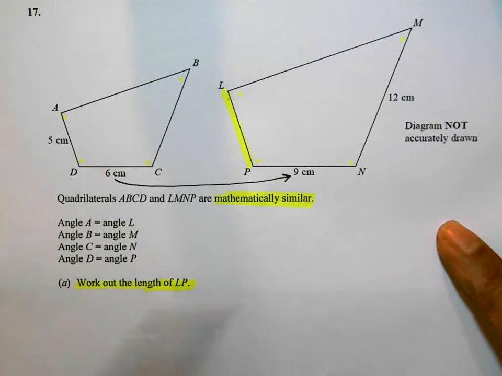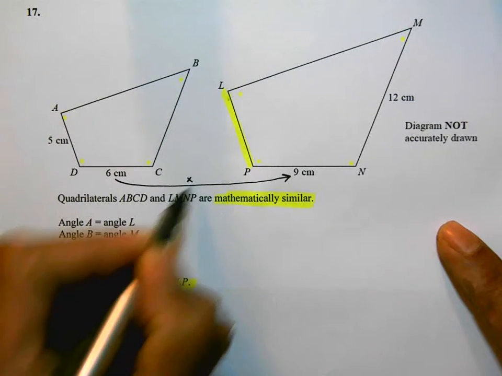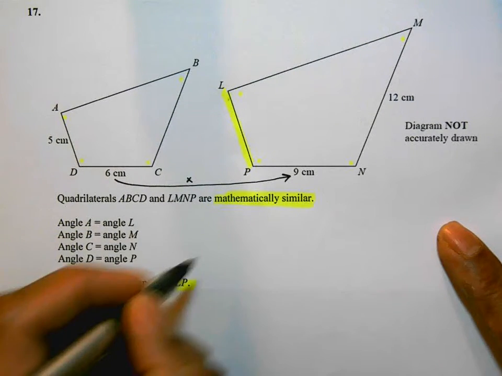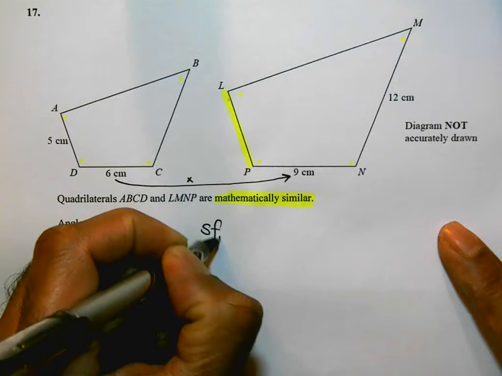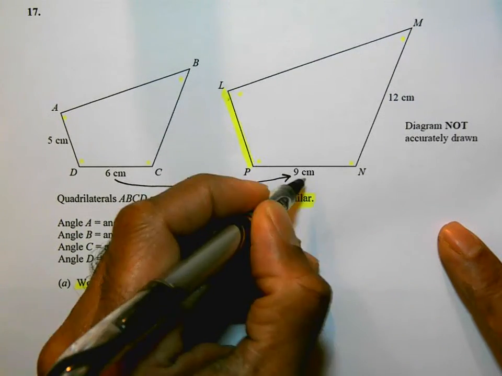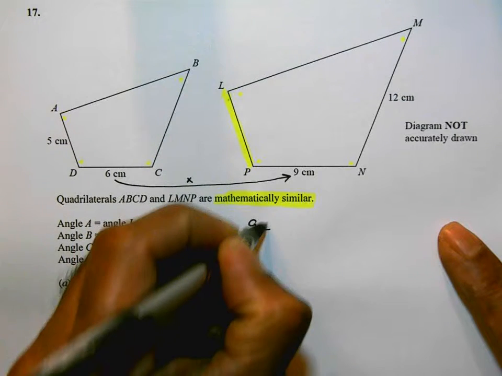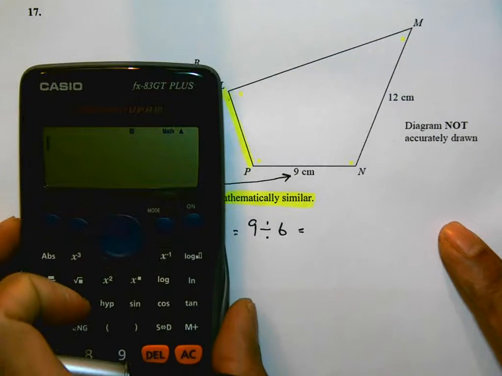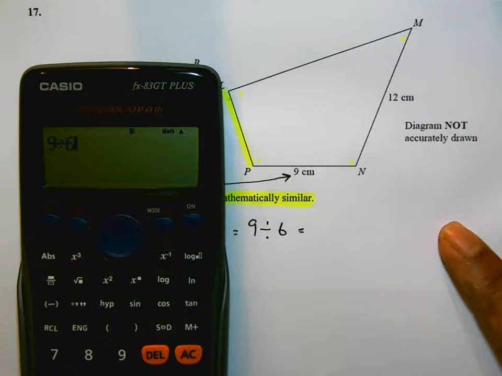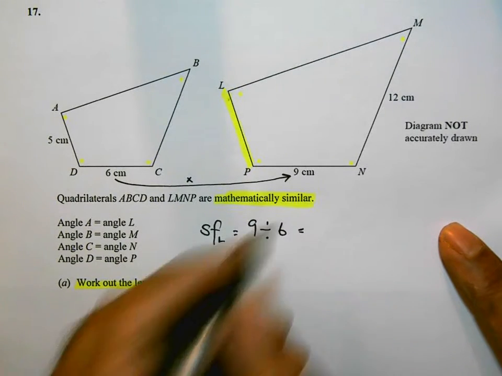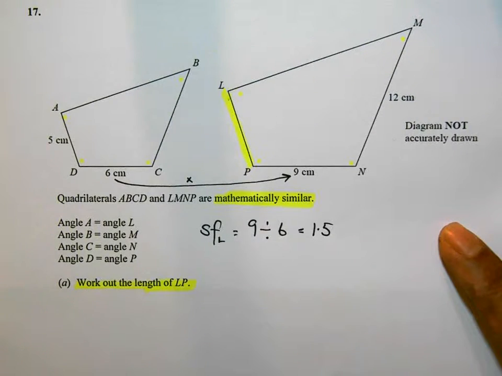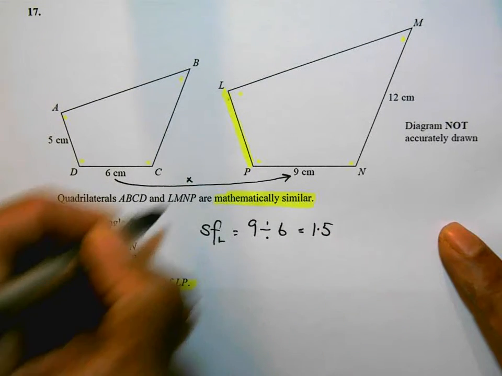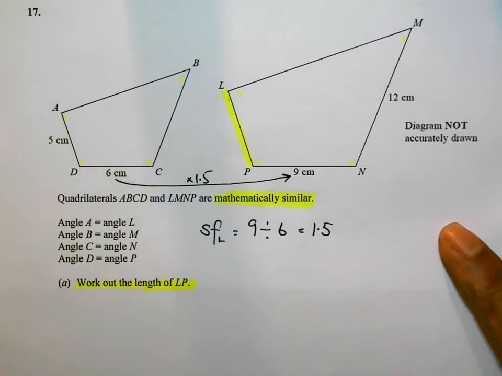So 6 is enlarged up to 9. You're multiplying by some particular scale factor. And so the scale factor of length, I'm going to work that out by doing 9 divided by 6. 9 divided by 6. And that's going to be, if I get my calculator and do that, 1.5. Okay, so that gives me 1.5. So that means the multiplier of length is going to be 1.5.